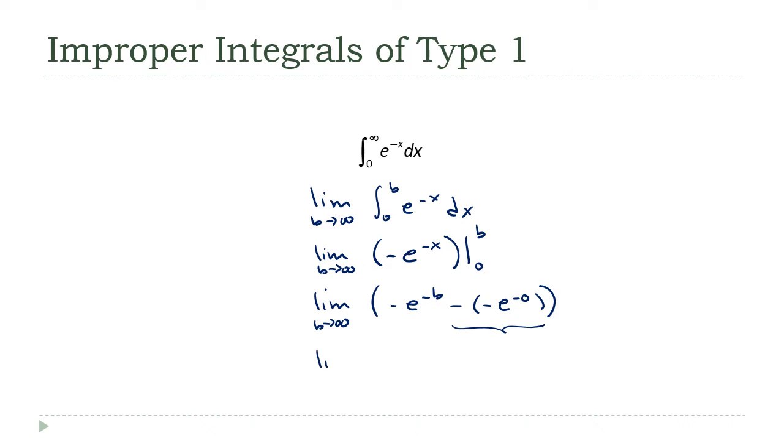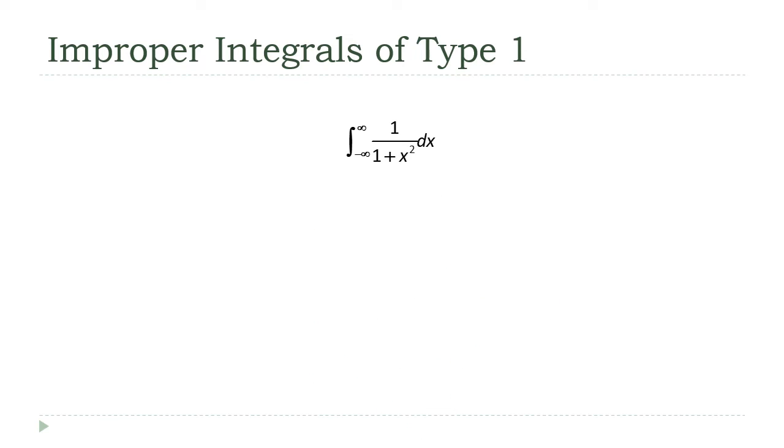And if we put those two limits in here, this is negative e to the negative b minus negative e to the negative 0. That part there is just 1. So this is the limit as b approaches infinity of negative e to the negative b plus 1. Now we can do the limit. The limit of negative e to the negative b is going to be 0. The limit of 1 as b approaches infinity is 1. And that gives us our final answer. That integral is equal to 1.